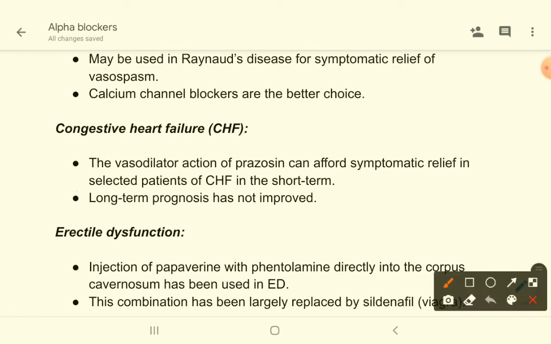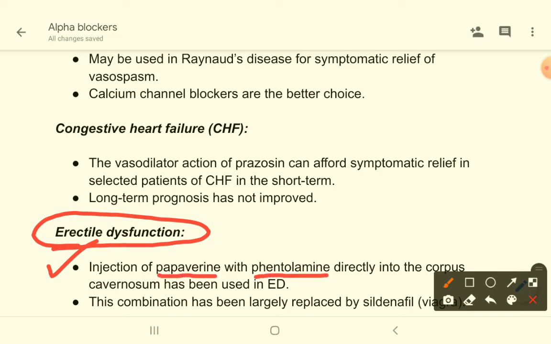And another use is erectile dysfunction. You can use these drugs in case of erectile dysfunction. There was a popular treatment procedure which is injection of papaverine and phentolamine. Phentolamine is the alpha 1 blocker, and in some cases it can also block alpha 2.